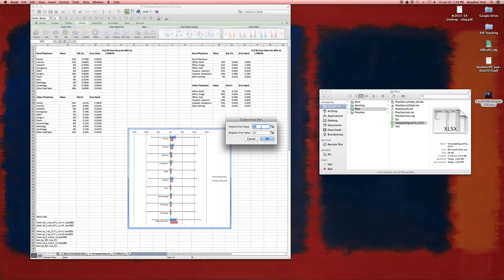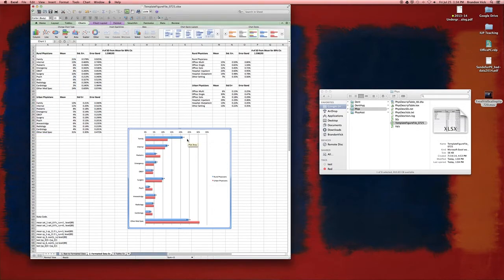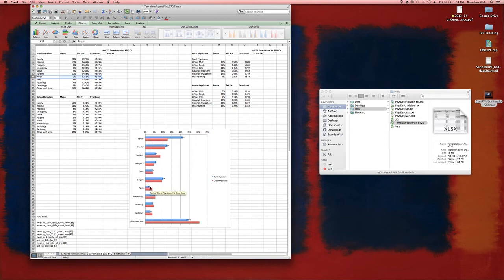Now the error amount, I'm going to click on custom and specify a value. Now the plus and the minus side of the error bar is the same. It's this area here. So I'm going to click here and drag down. Okay, and then the negative error bar is going to be the same group of data. Let's see if that works. There it is. Okay, my error bars are about plus or minus 1% here. Let's go look at psych. Okay, I have 2% for psych down here. It's much smaller for psychiatry. All right, so that gave me the error bars for the rural physicians.